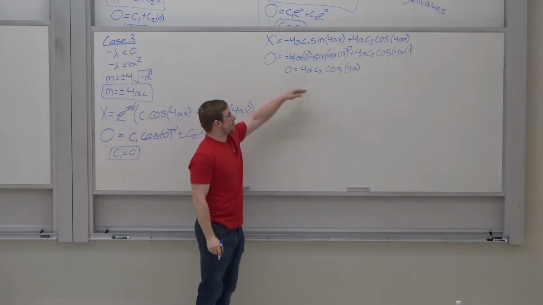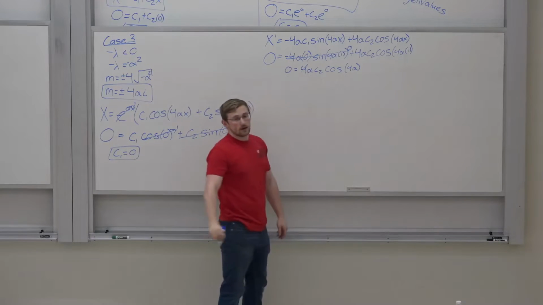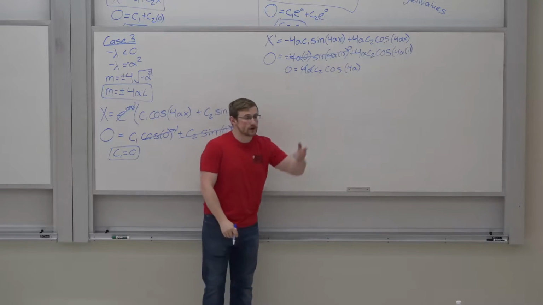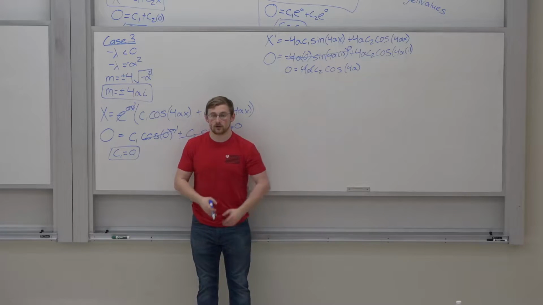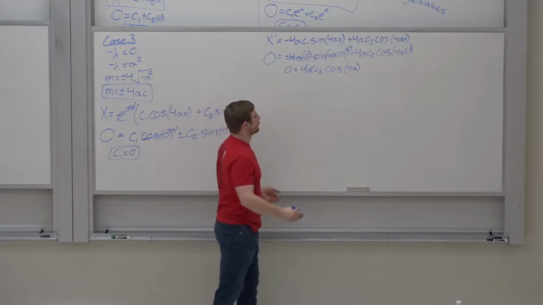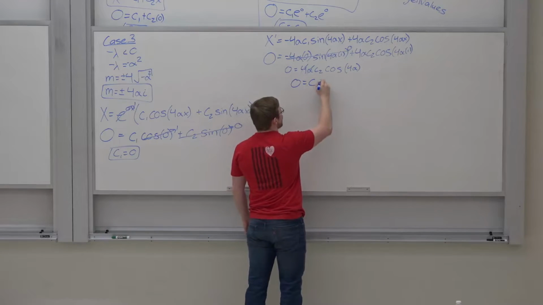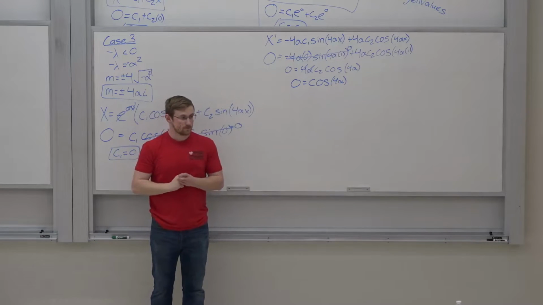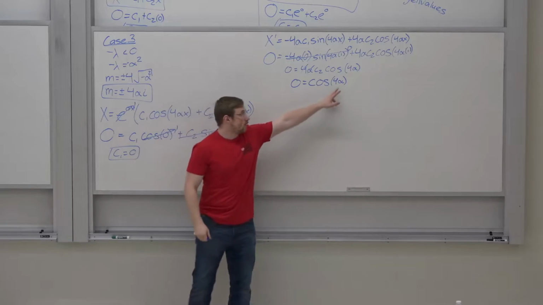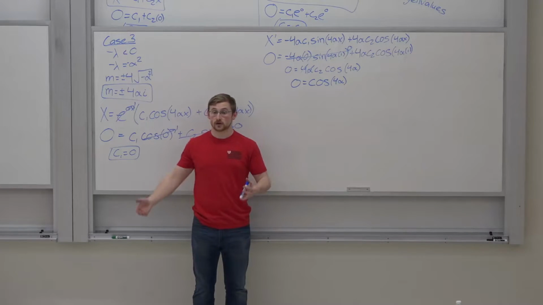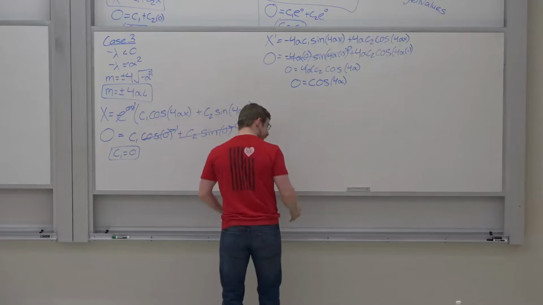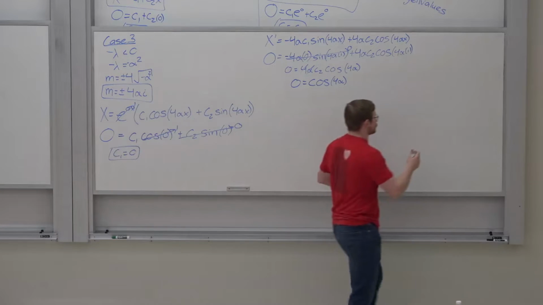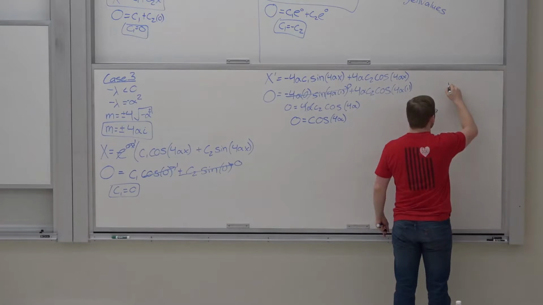Now, I know my 4 can't be 0, so I can ignore that. I know that my alpha can't be 0, so I can get rid of that. I know that I really don't want C2 to be equal to 0, because then once again, I have a trivial solution. So I'm going to say that 0 has to be equal to cosine of 4 alpha. So now, my question is, what values does alpha have to be in order to make this true? So now we get to go back to our unit circle. I'm going to draw it in the same exact place that I drew it last time.